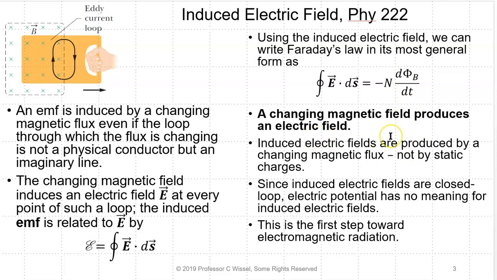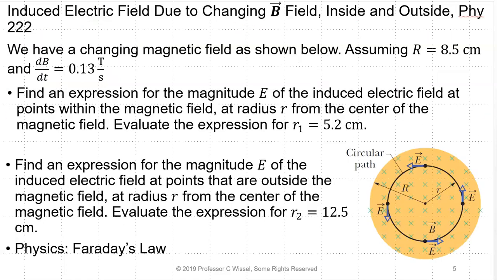And this says that a changing magnetic field produces an electric field. Induced electric fields are produced by a changing magnetic flux, not by static charges. Since induced electric fields are closed loop, electric potential has no meaning for induced electric fields. But this is the first step toward electromagnetic radiation. Now, if you're a Physics 222 student, at this point you should skip ahead to slide 5.